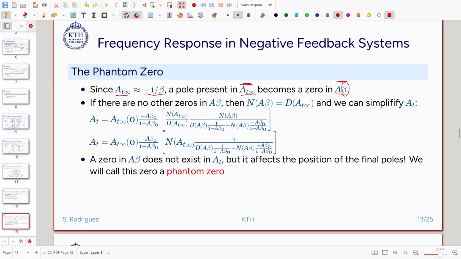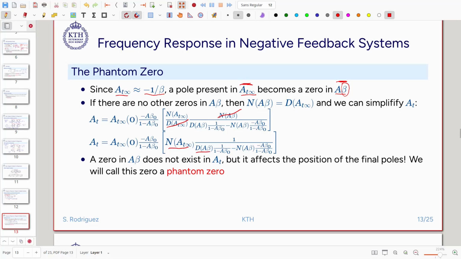then what we can do is we can simplify this equation a little bit. So the zero in the loop gain, this one, and the pole in the asymptotic gain, they just get simplified. Okay, they get simplified, and then the new equation looks like this. We have that the part that depends on the frequency, we have the numerator of the asymptotic gain, and then we have the position of the poles. The poles look like this.